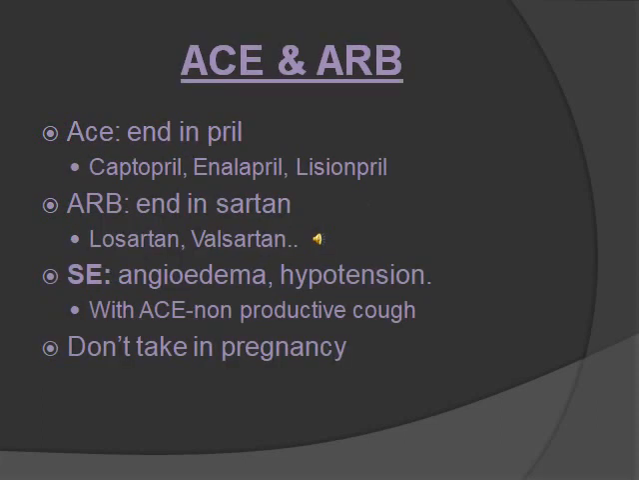So ACE and ARB. ACE stands for angiotensin converting enzyme, and ARB stands for angiotensin receptor blockers. So angiotensin 2 is a vasoconstrictor. It increases blood pressure. So what ACE and ARB both do is that they both stop the action of angiotensin 2. They both do it at different points, but the end result is that they're stopping the angiotensin 2 from vasoconstricting. So ACE inhibitors all end in pril, as you could see, captopril, enalapril, lisinopril, etc. ARBs all end in sartan, losartan, valsartan, etc.